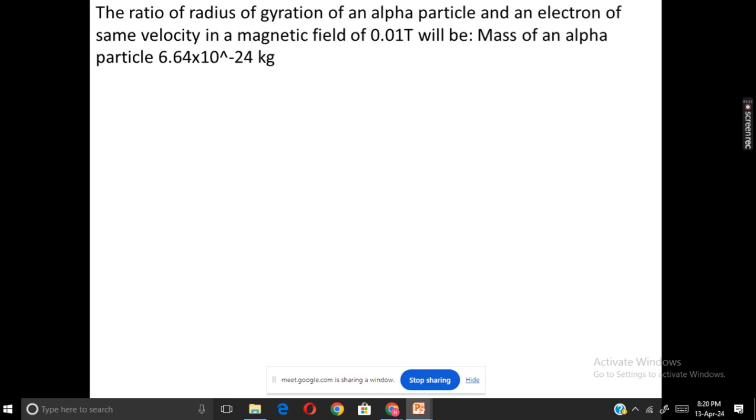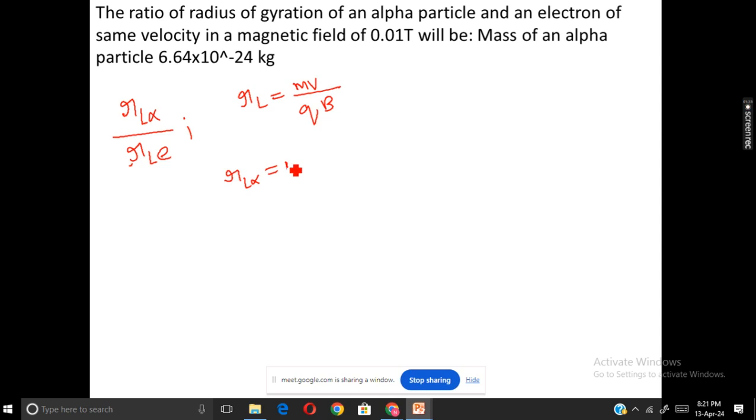So the next question is, the radius of gyration of an alpha particle and an electron of same velocity in a magnetic field of 0.01 Tesla will be what? So you basically have to find the ratio of radius of gyration of an alpha particle, RL alpha by RL E. So RL is basically, we just saw, MV by QB.